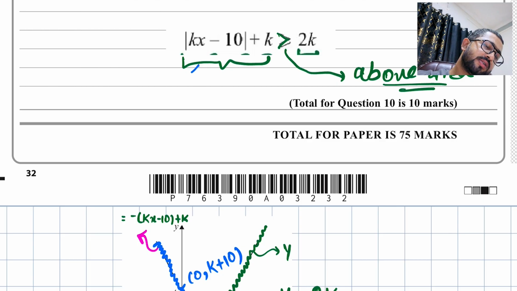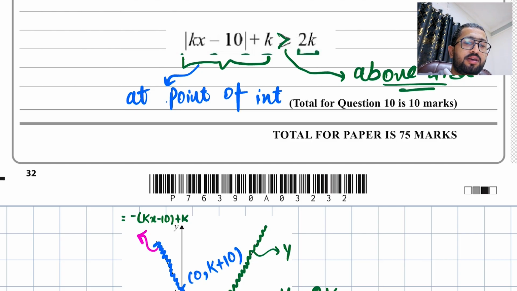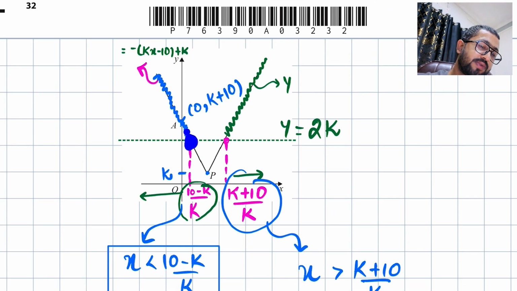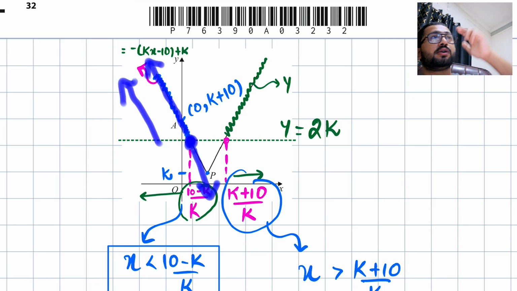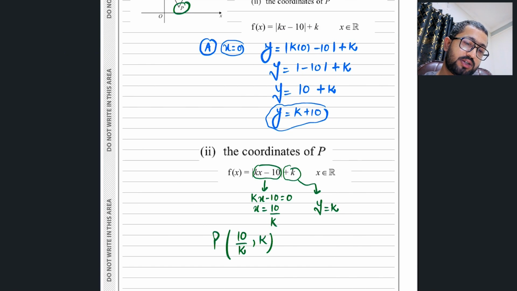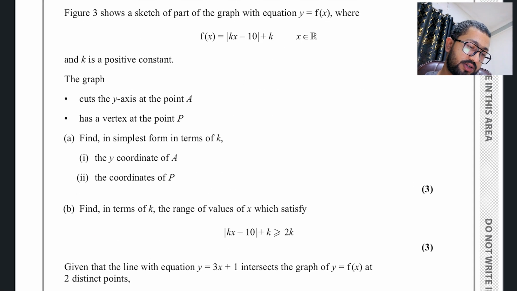So where you have to stand, please always check at the point of intersection. Just stand on the point of intersection and check where the part of the modulus function is above, this one or this one. Obviously this is the above part. Alright, clear, finish, done, perfect. Let's move forward.